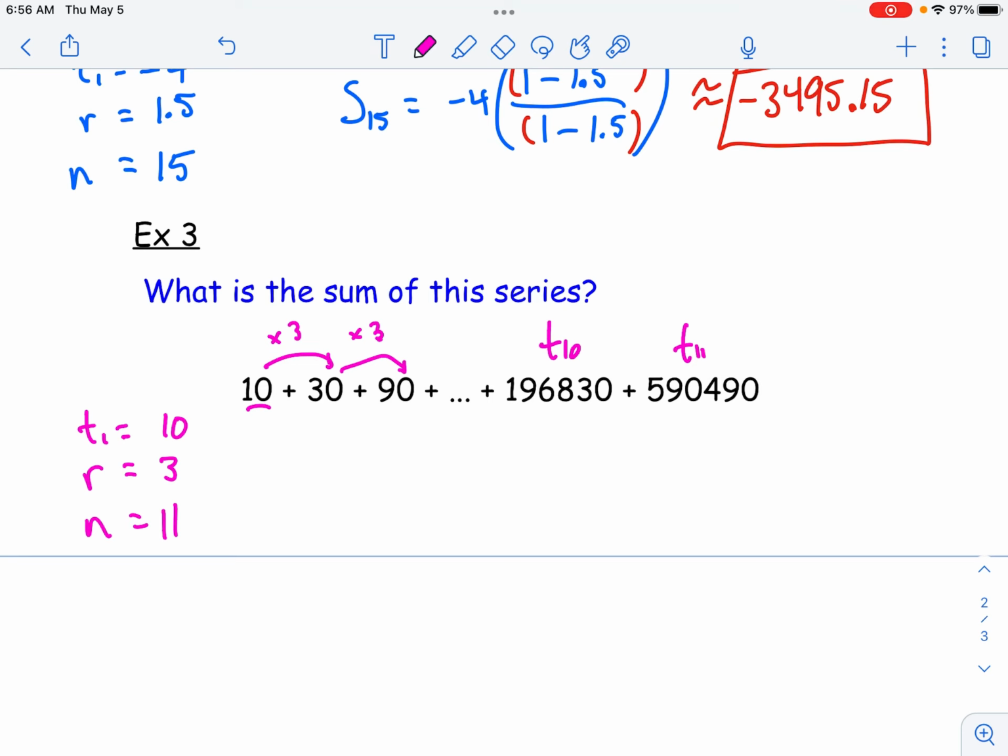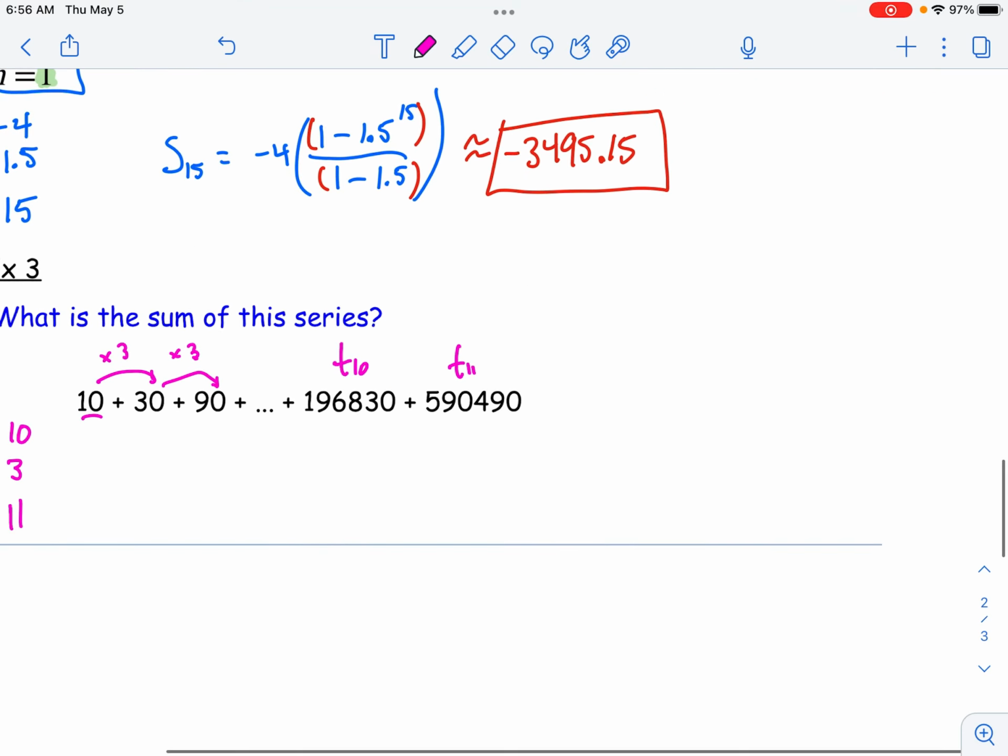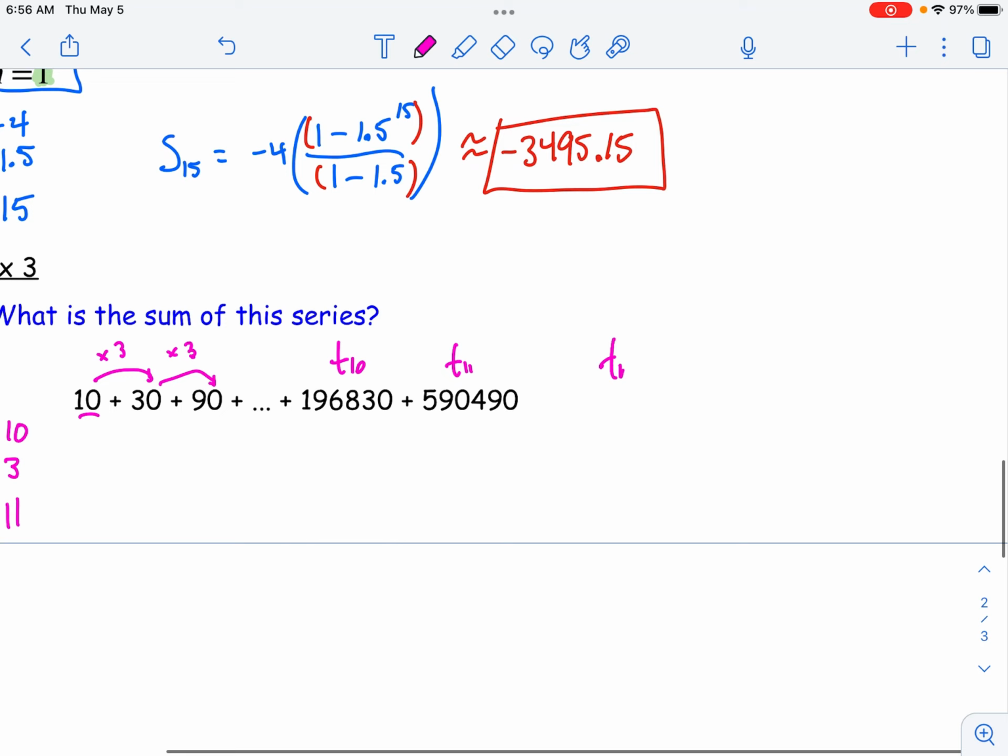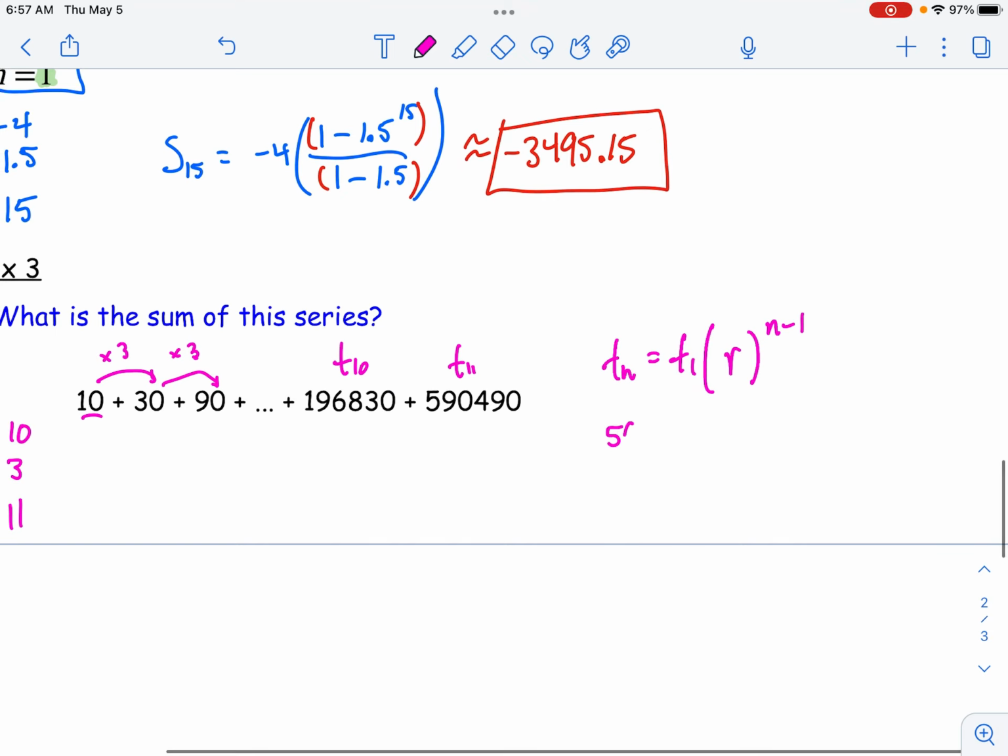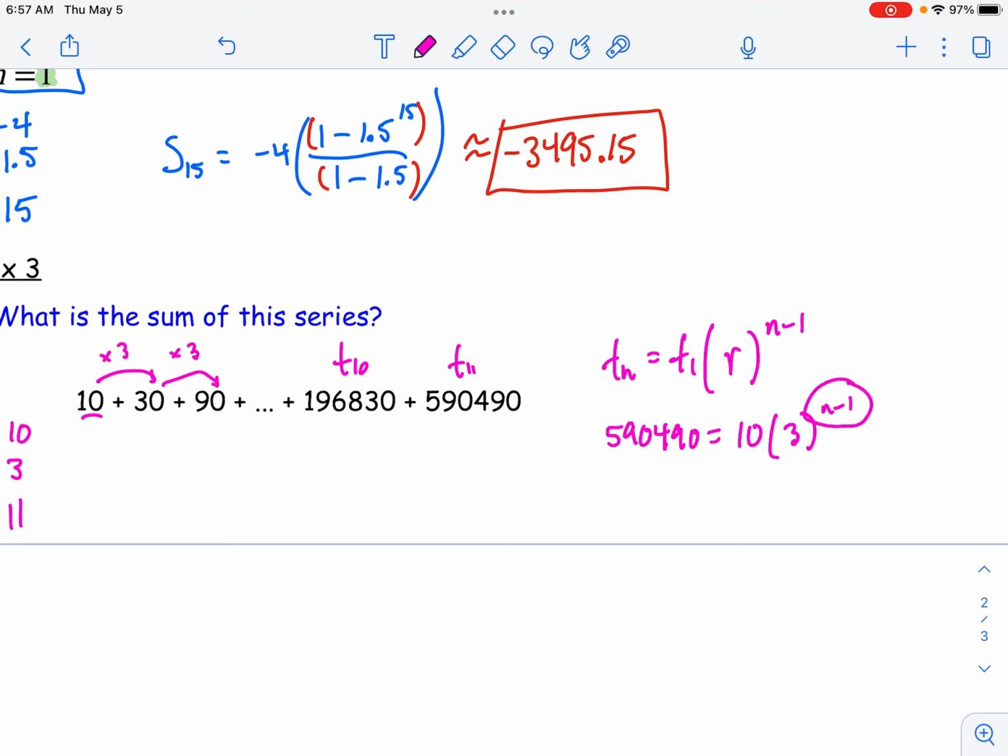The other way to do it is, I'm probably not going to finish it, but I'll at least show you. To find the nth term, we take t1 times r to the n minus 1. And so if we know the nth term, it's 590490 equals the first term times the rate to the n minus 1. Whenever we have an n or an x in the exponent, we have to use logarithms to solve it.